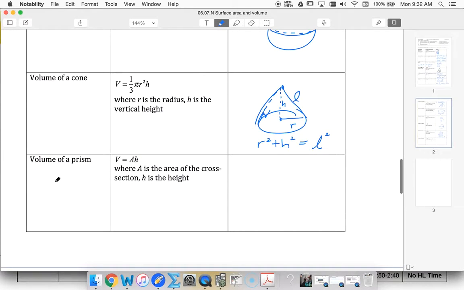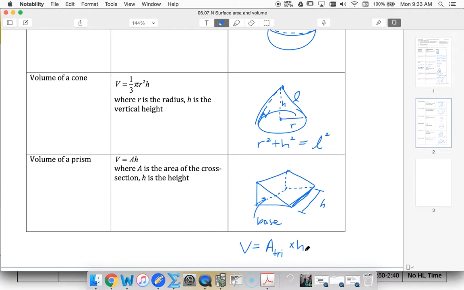And now for a prism. A prism is any shape that I take and stretch out. So I could, for example, have a triangular prism. So if I take this triangle and then stretch it back, I would end up with something like this. Now in this case, here is my cross section. It's like my base. I've just drawn it to be laying on its side. So in this case, my height is going to be this distance here. That's going to be my height, and here is my base. So I would find the area of this cross section. So in this case, the volume would be the area of the triangle times the height.